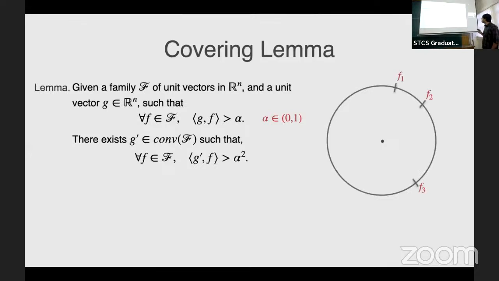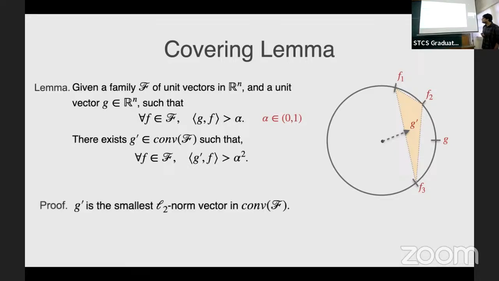So if my family looked like this, and this was G, then I can find some G prime inside the convex hull, such that G prime has large inner product with all the family vectors. And in fact, G prime might not have unit norm. G prime might be inside the unit ball. The proof is just to take the smallest L2 norm vector in the convex hull. If it doesn't have large inner product, then you can use the certificate that it doesn't have large inner product to lower the norm further.